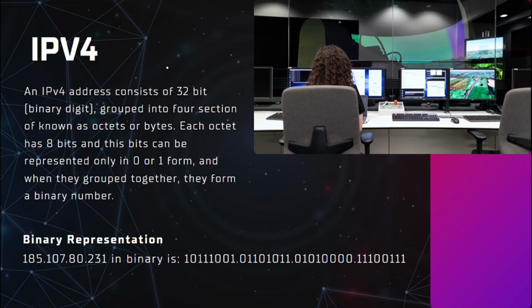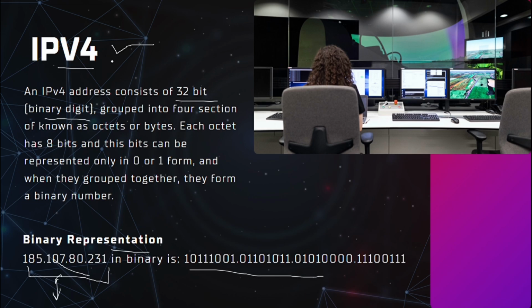Now, what does IPv4 describe? It is version 4 of the IP. It is 32 bits represented by binary digits, as I have mentioned here in the example. That is a binary representation. It is an IP address which is represented in binary form.